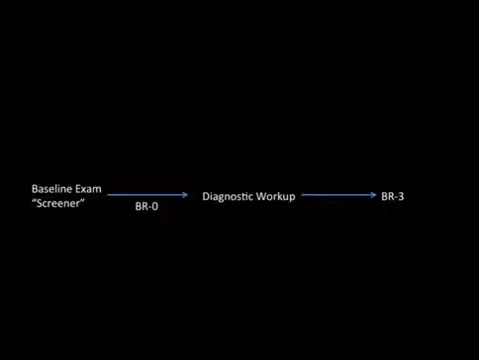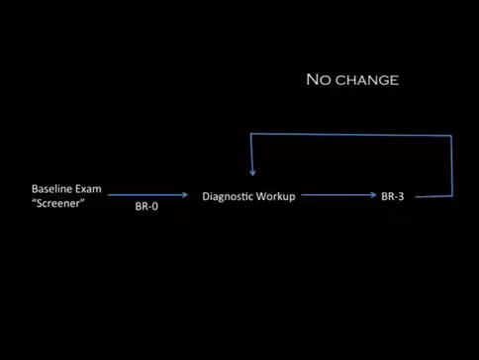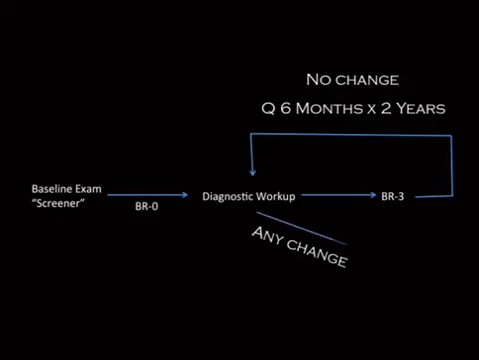BI-RADS 3 is going to be used in a scenario where you've had a baseline exam, BR0'd it, it's got additional workup, then you can call it a BI-RADS 3 if it meets specific criteria. Then what do you do with it? You're going to want to follow it every 6 months for 2 years, assuming there's no change in those intervals. If there's any change at all, it's going to go get a BR4 and then it's going to get biopsied. So you're basically following it for stability just like a pulmonary nodule, and then after 2 years you can call it benign, just like a pulmonary nodule.